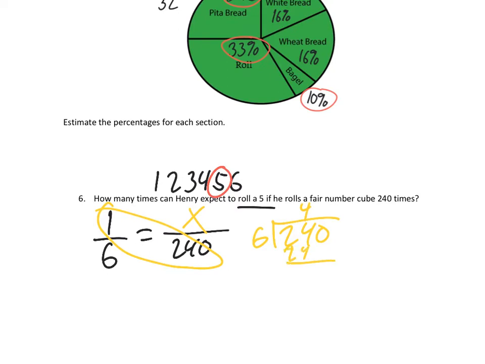24. Got to do my subtraction, have a 0, and I got to fill in the gap there. So I would expect it to happen about 40 times.